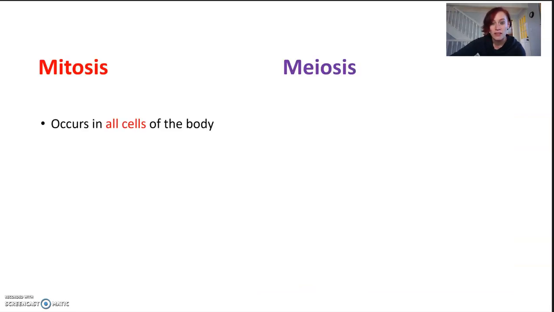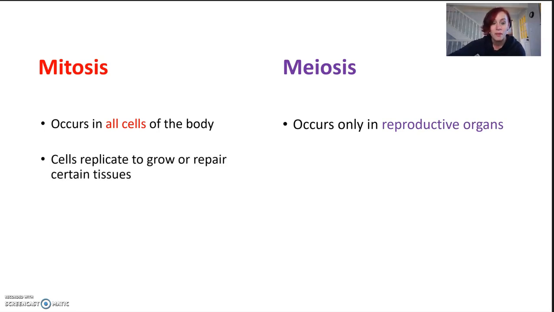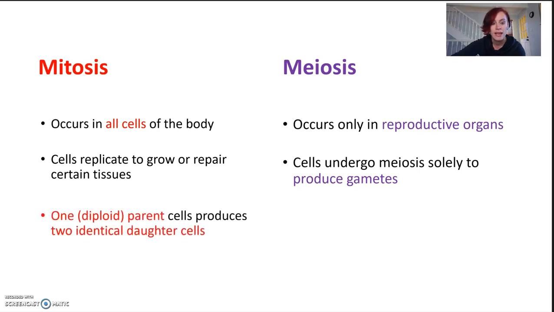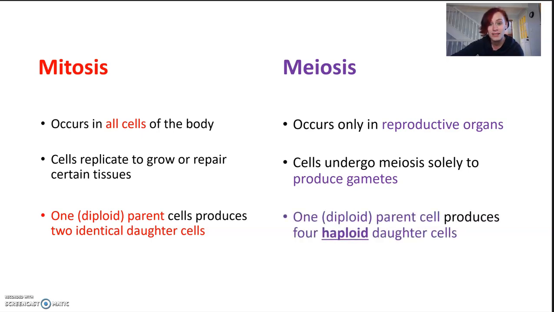Now, mitosis occurs in every cell in the body. However, meiosis only occurs in the reproductive organs, so in the testes and the ovaries. Mitosis is for growth and repair, but meiosis is solely to produce gametes, those sex cells, no other reason. Mitosis has one diploid parent cell producing two identical diploid daughter cells, but meiosis has one diploid parent cell producing four haploid daughter cells. So we need to know the difference.